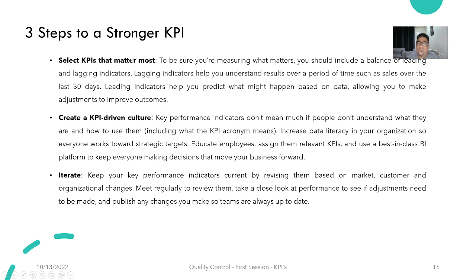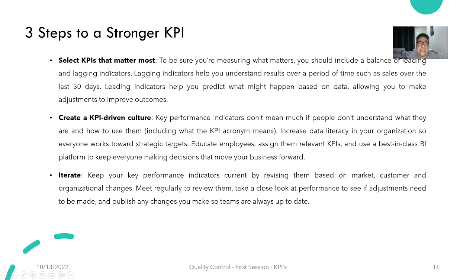Three steps to a stronger KPI. How can I create a stronger KPI? How can my KPI be more efficient than others' KPIs? The three major steps that lead to a stronger KPI are: select KPIs that matter most, not each and everything you have to mention. It's not required to mention each and everything within your KPI report. Create a KPI driven culture, and iterate.